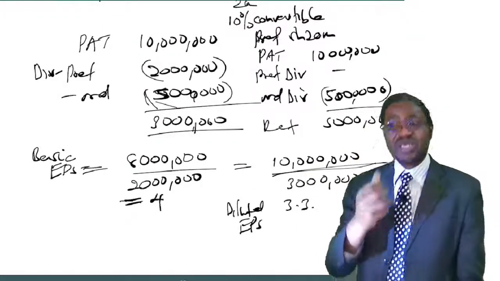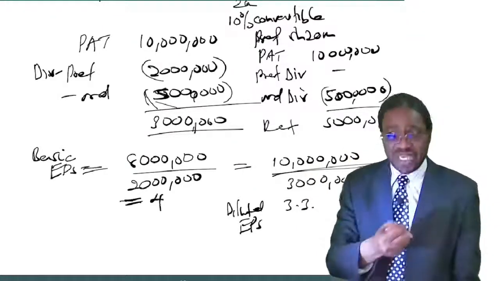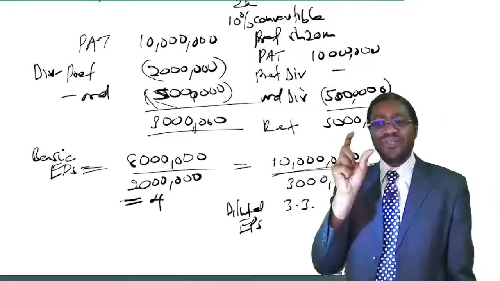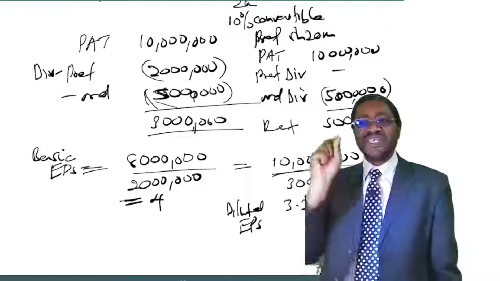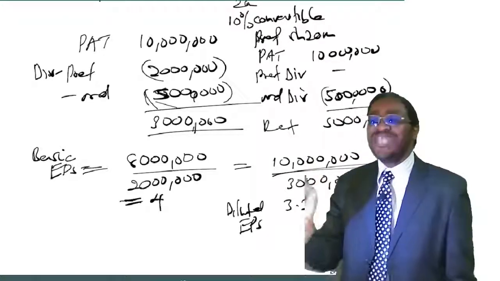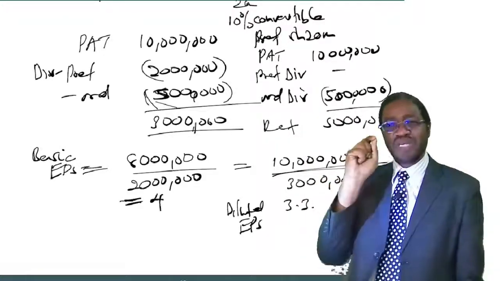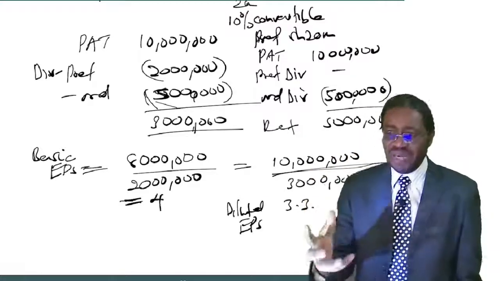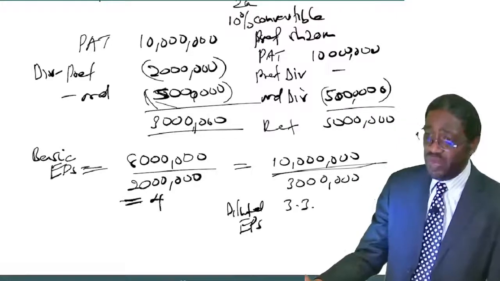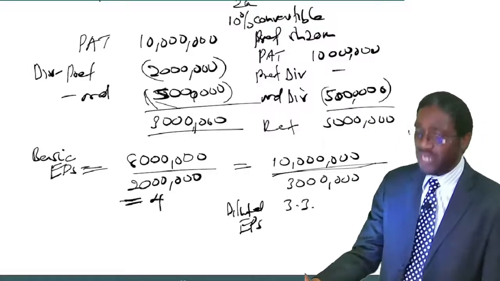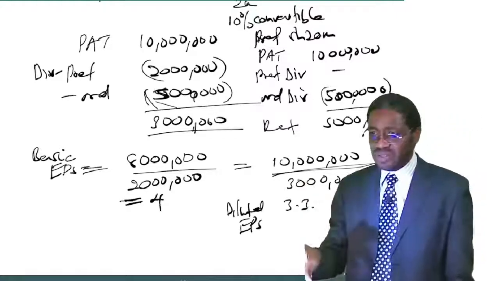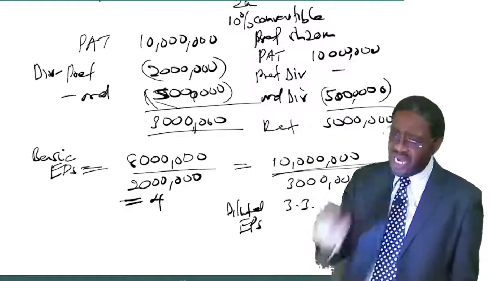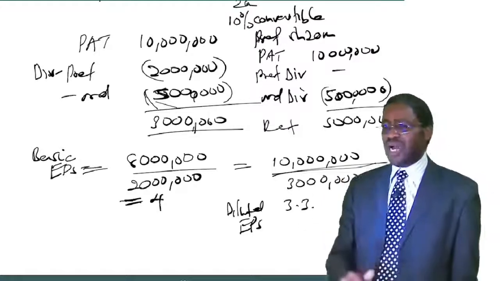Then, to the number of shares used for basic EPS, which in our case is 2 million, you add the number of shares that would have been issued. They have not been issued, but add the number of shares that would have been issued on conversion, which in our illustration, we are assuming to be 1 million. So the number of shares would have been 3 million. So that which you get as your earnings per share now becomes the diluted earnings per share.